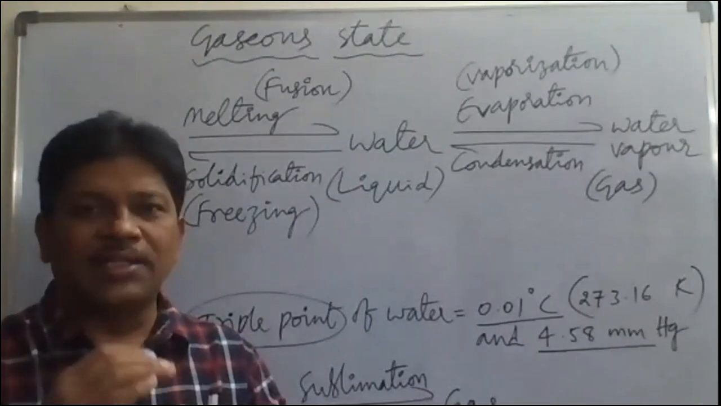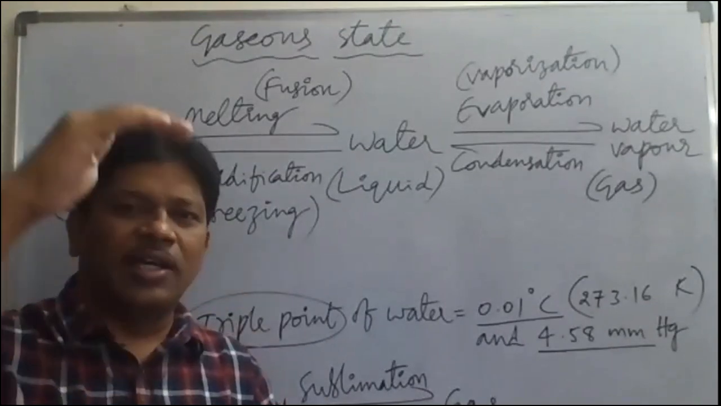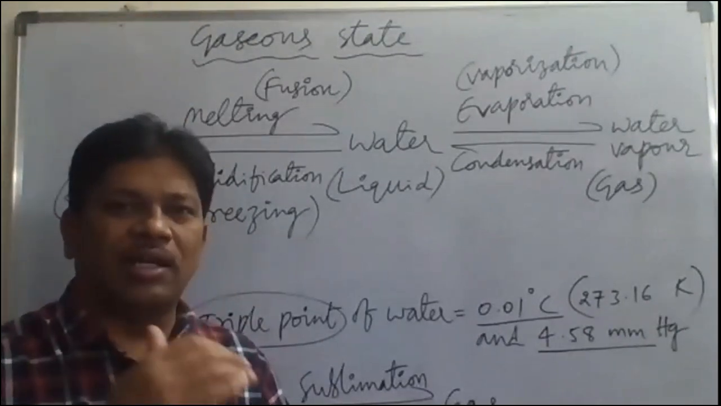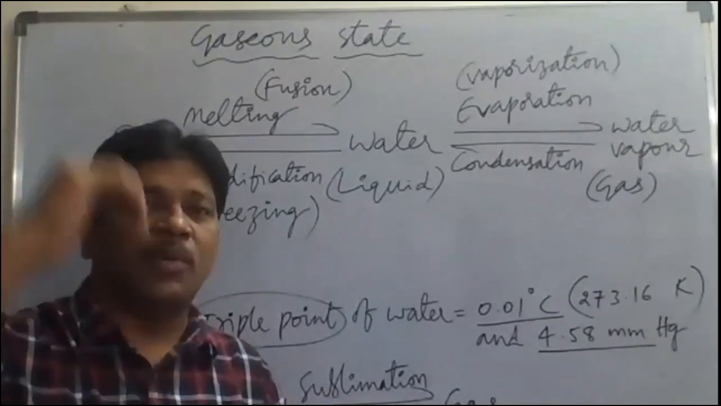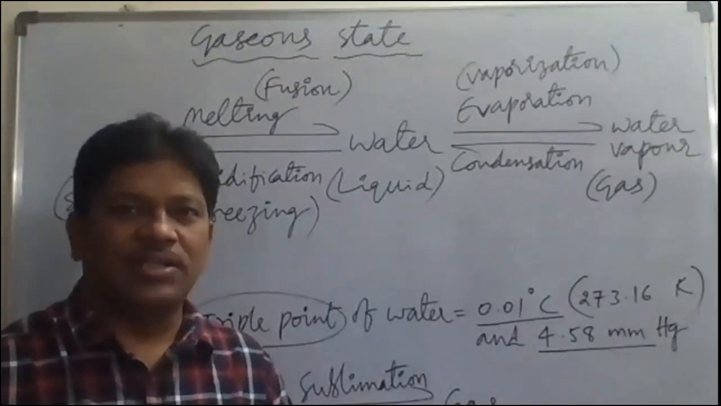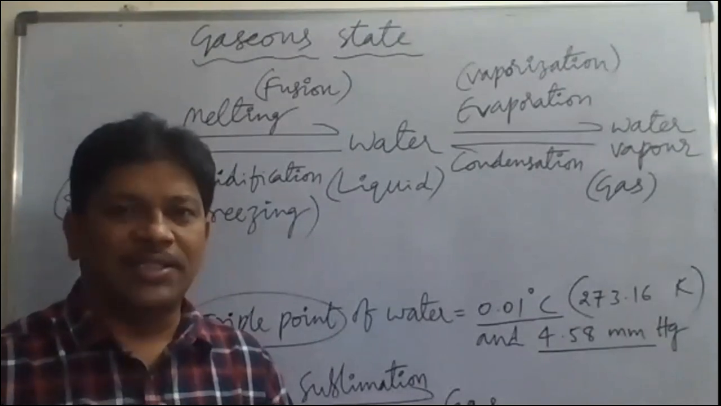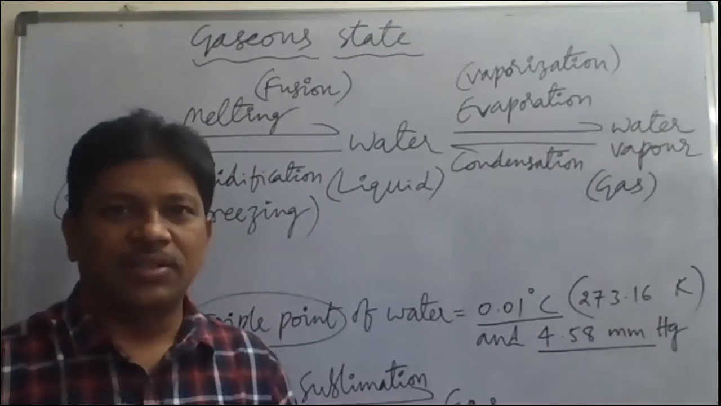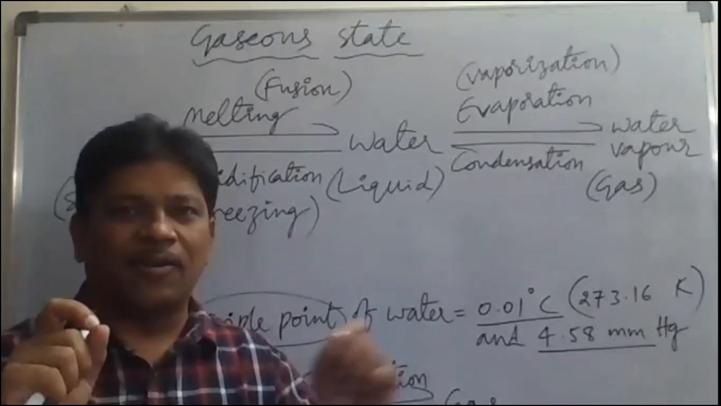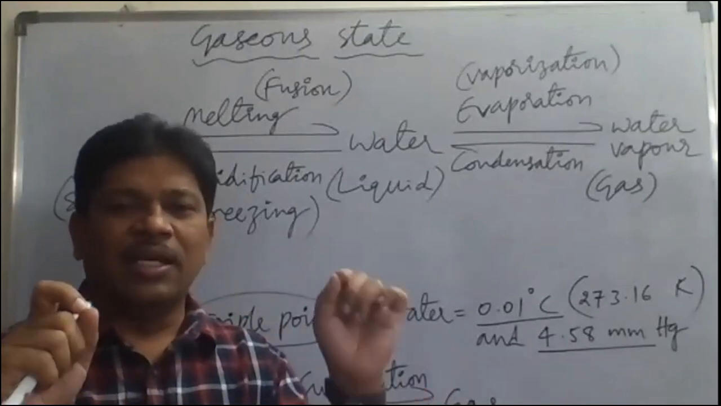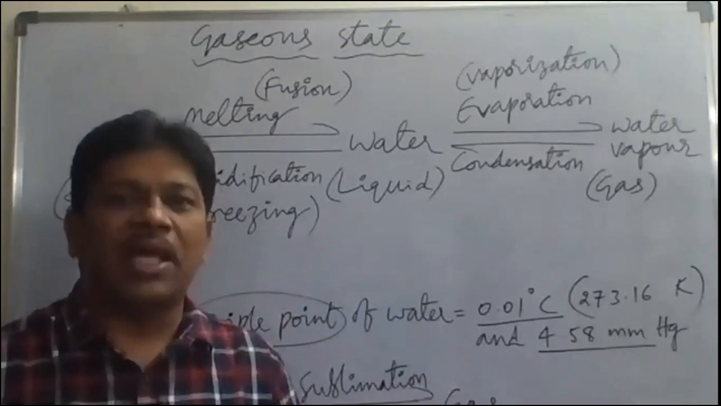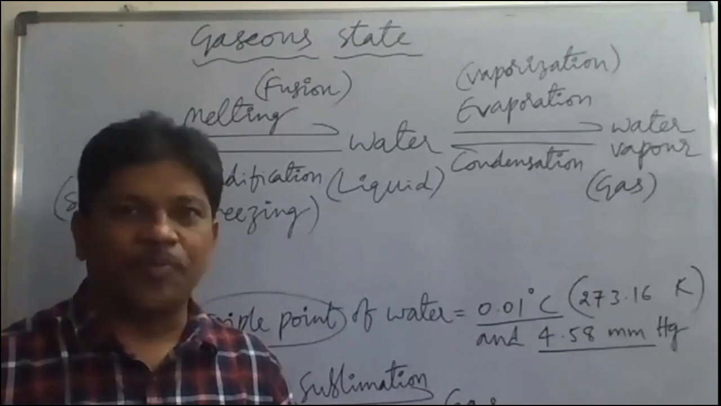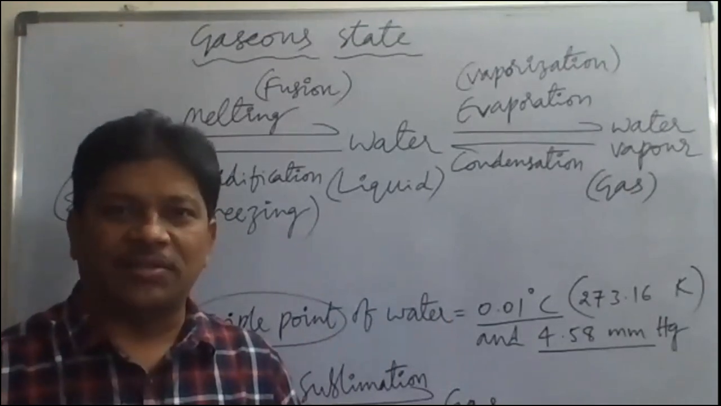And also, when you take solid, liquid, or gas to extremely high temperature, what happens? Anything will exist in the form of plasma state. Plasma state is the fourth state of matter, which exists at extremely high temperatures. In plasma state, ions and electrons will be in equilibrium.